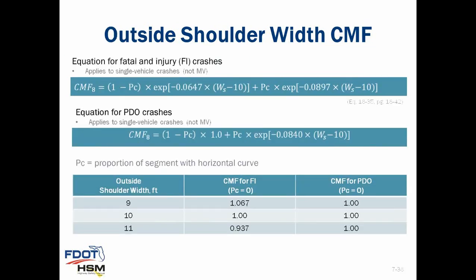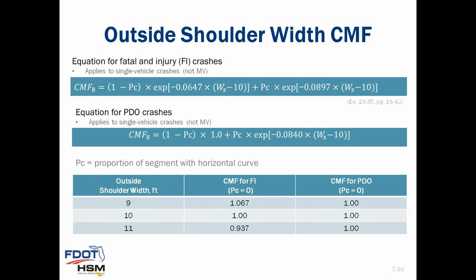This slide illustrates the outside shoulder width CMF. The two equations shown in the top half of the slide are used for computing the CMF value. The first equation is used to compute the CMF for fatal and injury crashes. The second equation is used to estimate the CMF for PDO crashes. The CMF value is different for curved roads than it is for tangent roads. The variable P subscript C is used to estimate the correct CMF value when a portion of the segment is curved. For example, if 1/2 of a segment is curved, then the P subscript C variable equals 0.5.